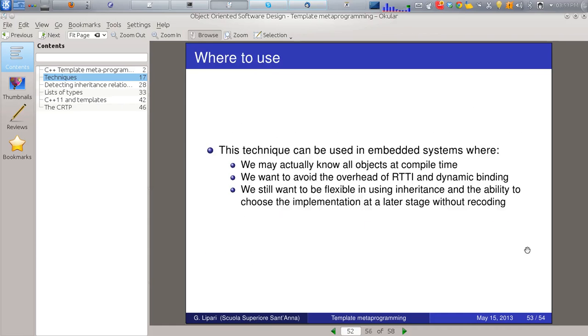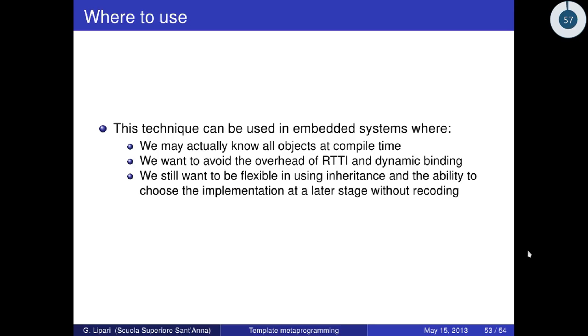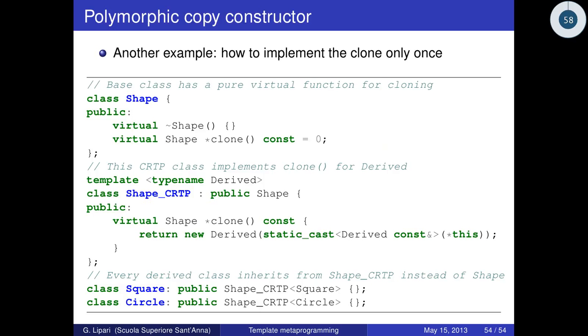But still, sometimes it's useful because in embedded systems you may actually know all objects at compile time. You want to avoid the overhead of using runtime type identification and dynamic binding, and we still want to be flexible in using inheritance and the ability to choose the implementation at compile time without redoing the programming and the coding. So without actually changing the code.